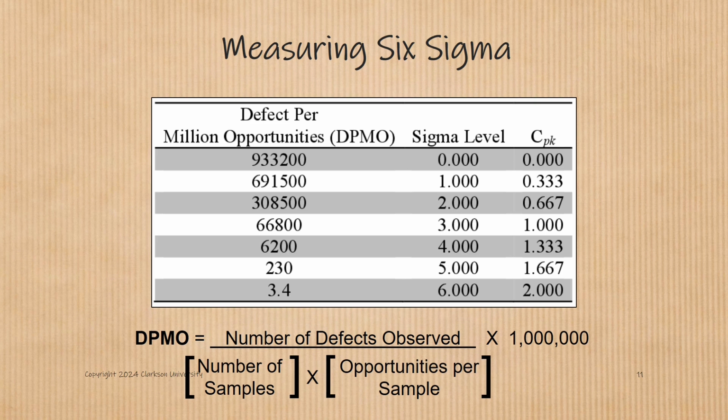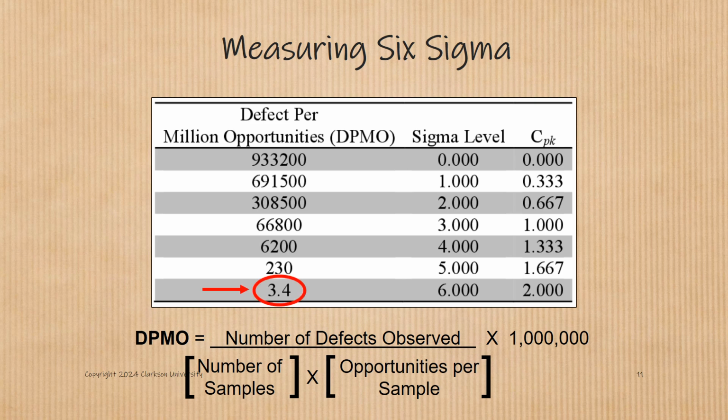As discussed earlier, a common metric for Six Sigma is defects per million opportunities, or DPMO, which decreases as the sigma level increases. For example, a process operating at a 4 sigma level would be expected to produce 6,200 DPMO, while a Six Sigma process results in 3.4 defects per million opportunities.